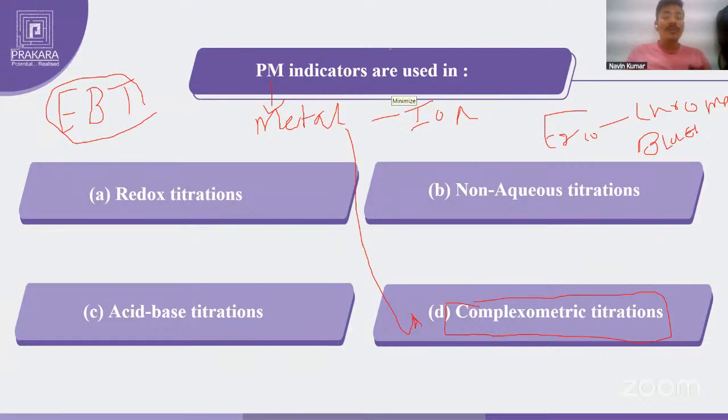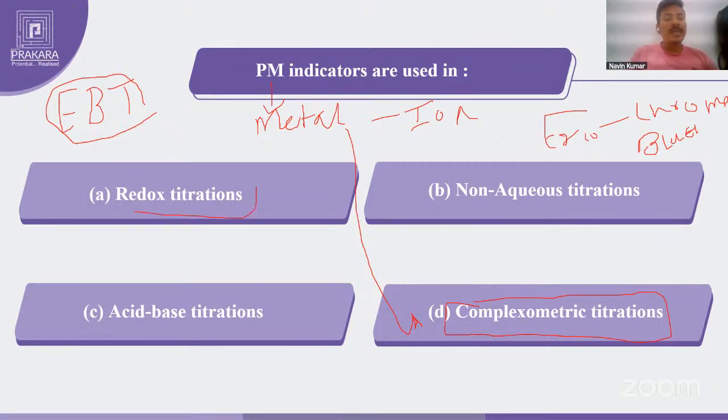Malachite green is also a correct one. There are a lot actually. So EBT, there are a lot. So these kinds of indicator we use in complexometric titration for the detection of metal ion. So remember, the question might appear like this also: PM indicator used for what purpose? So remember, the PM indicator will be used for the identification of metal ion.